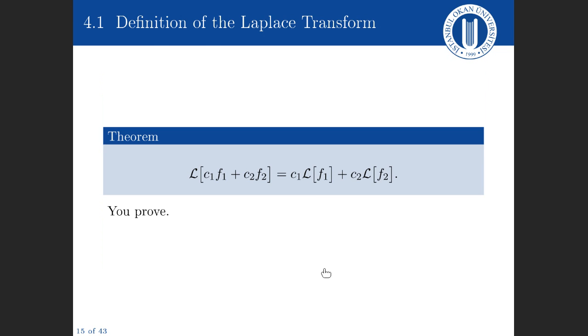The Laplace transform is a linear operator. In other words, the Laplace transform of C1 f1 plus C2 f2 is just C1 times the Laplace transform of f1 plus C2 times the Laplace transform of f2. We're going to be using this fact later. I don't want to dwell on it. I leave the proof of this for you to write.